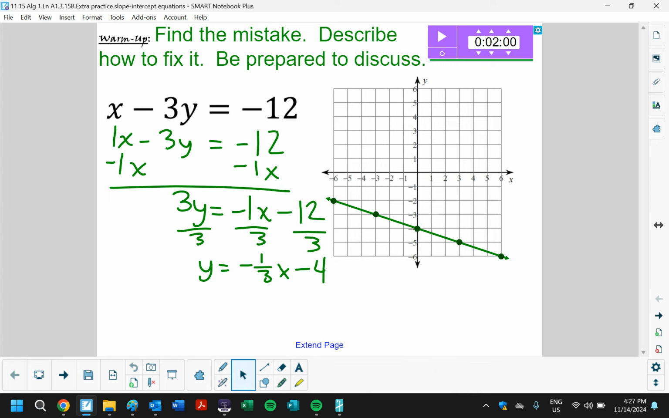So I hope you noticed a couple things. First of all, I'm a big guy of ones. Put a 1 right here. That's not a problem. Get rid of 1x by subtracting 1x. Were we fair to both sides? Yes, we were fair to both sides, thus keeping the equivalency.